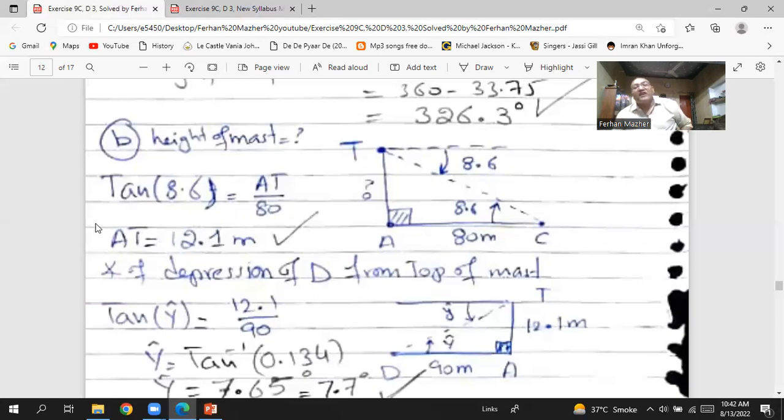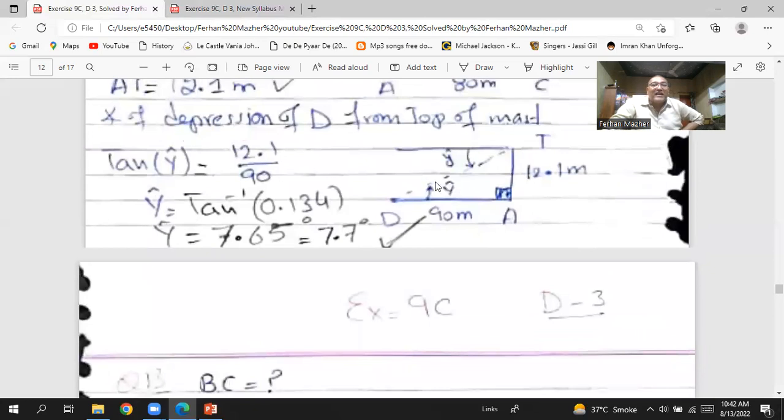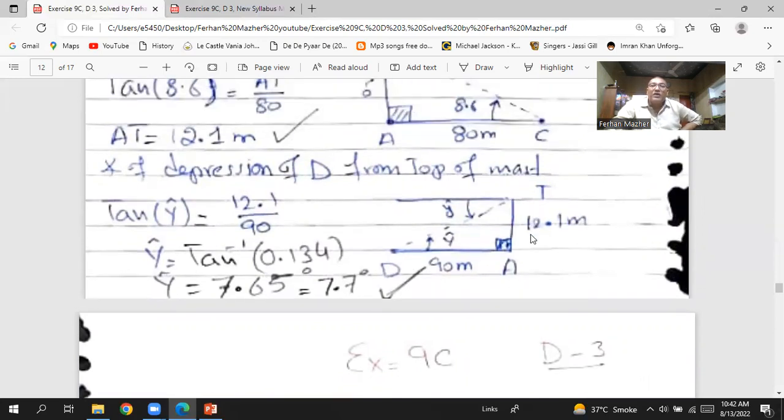Now the angle of depression of the D from the top of the mast. So I will take the triangle, and that triangle is DAT. The DA distance is 90 meters. The AT, which is the height of the mast, is 12.1 meter. We just calculated it. From here, I want to know how much is the angle of elevation, and the angle of elevation and the angle of depression will be exactly the same. So I want to know this angle. Let me call this angle phi.